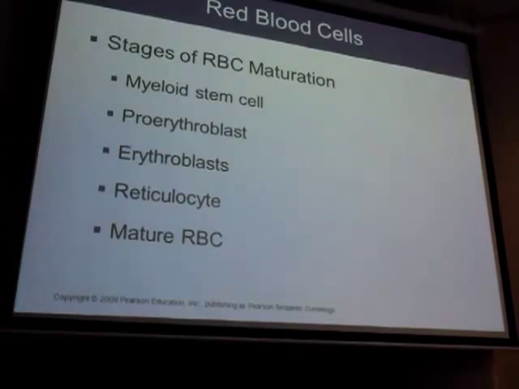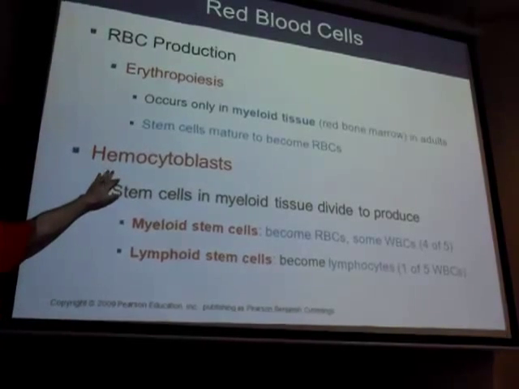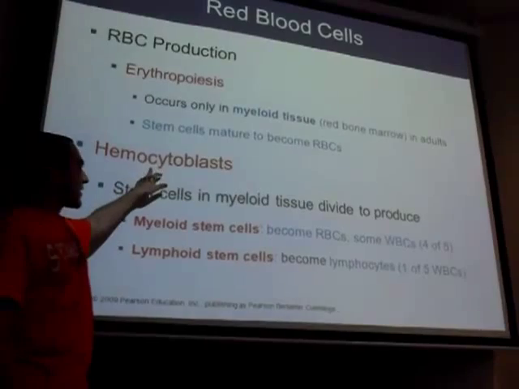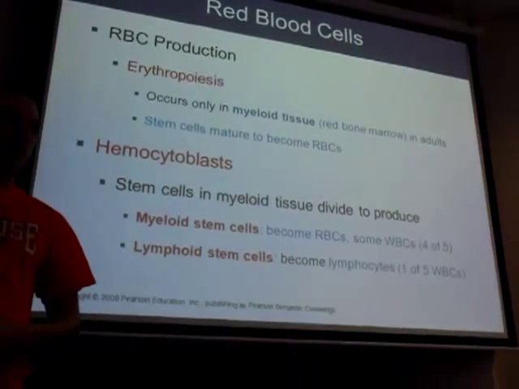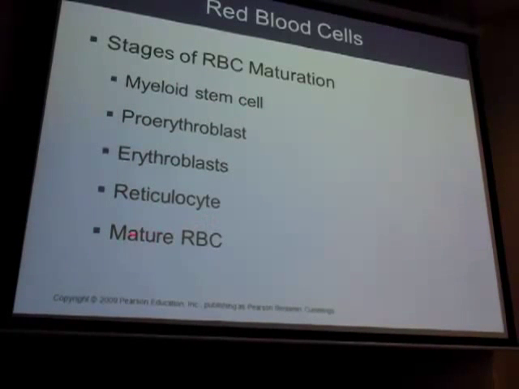So there's actually one more cell that comes right before the myeloid stem cell. Hopefully you guys can figure this one out now. What's the one that comes right before the myeloid stem cell, all the way at the top? The hemocytoblast. Heme, blood, cell, blast, beginning cell. So right up before that, you'd have hemocytoblast. Then you'd have myeloid stem cell, erythroblast, reticulocyte, mature red blood cell. Just so you can get an idea of where these words are coming from.